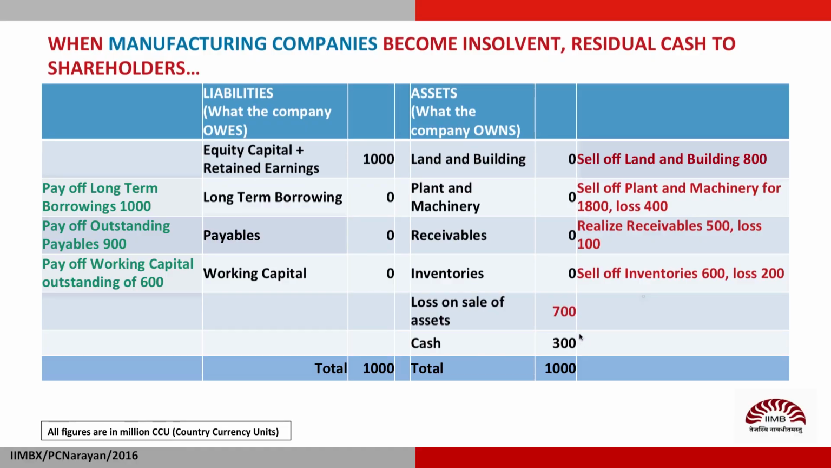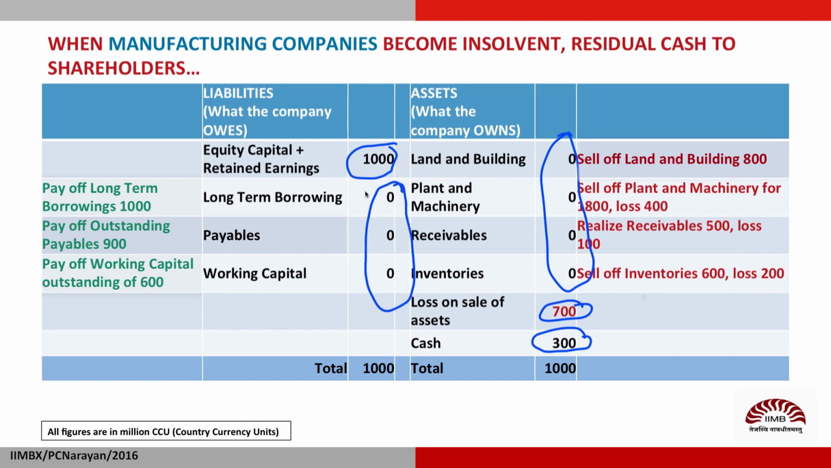Let's see what the balance sheet looks like at the end of that exercise. The company has a cash position of 300, loss on sale of assets 700, the total is 1,000, which is supported on the liability side by equity capital of 1,000. All other assets have been sold off and the liabilities have been paid off. This is the residue balance sheet of the company.